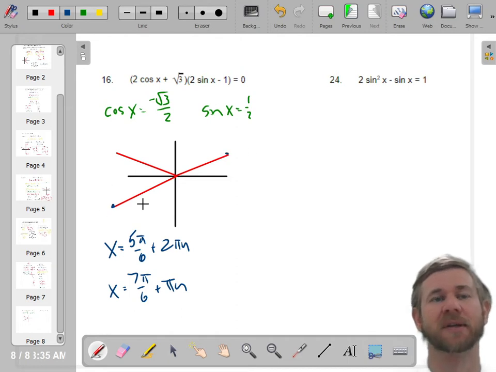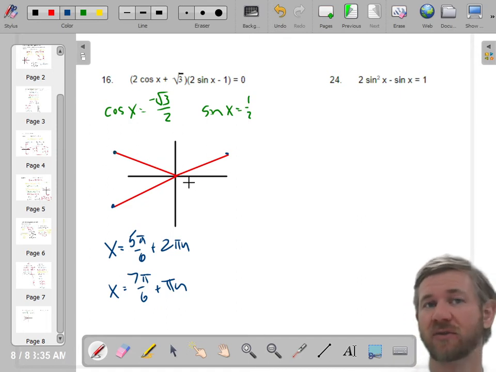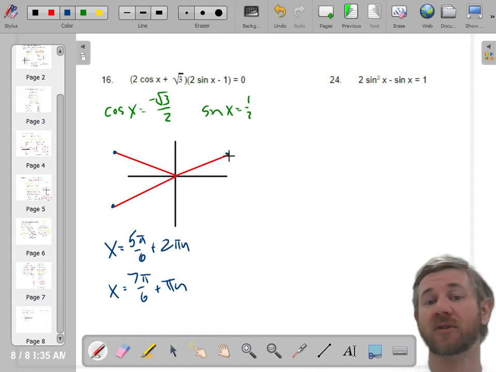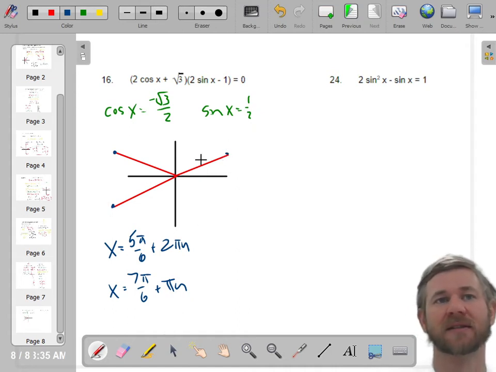This should be straight, but I didn't draw it in one segment, so it doesn't look quite right. So 5 pi over 6 plus 2 pi n, because you don't include this one, but 7 pi over 6 plus pi n, because you do include this one. But again, this is supposed to be a straight segment.